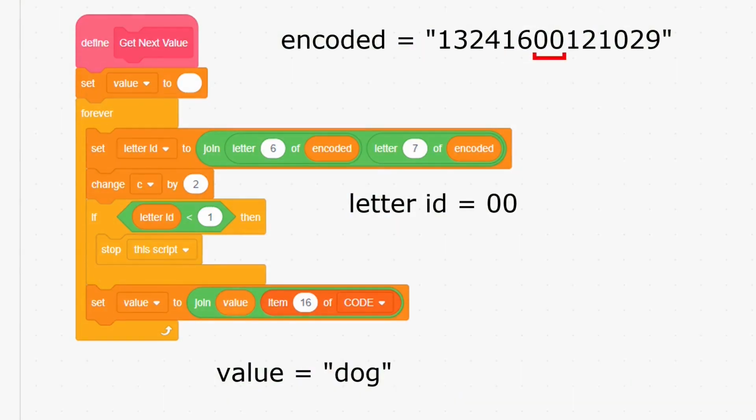In this case, the variable C increments by 2. However, the value variable does not change as the if condition preceding it kicks in. Since letterID is less than 1, the custom block's script is immediately halted. This is why the value variable stays as dog.